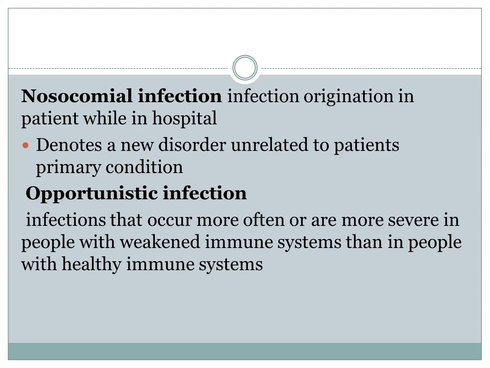So that would be nosocomial infection. The patient initially had typhoid, but during the course of his stay in hospital, he developed pneumonia. Then we have another terminology, opportunistic infection, which are infections that occur more often or more severe in patients with weakened immune system than in people with healthy immune system.